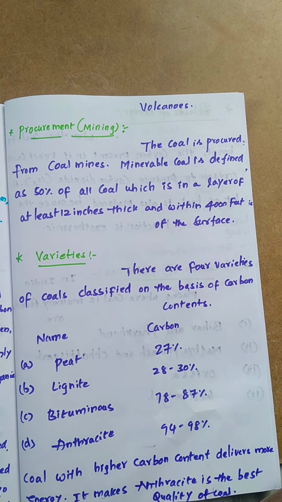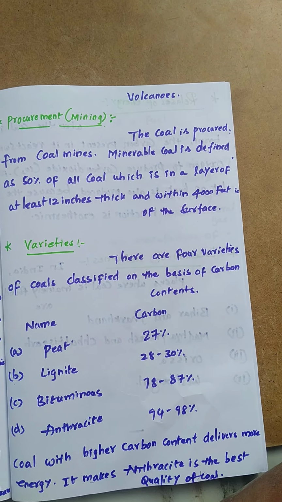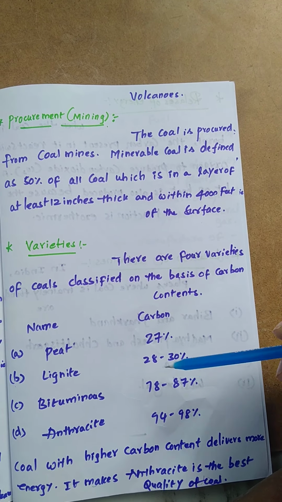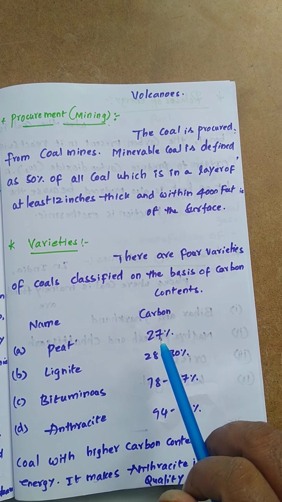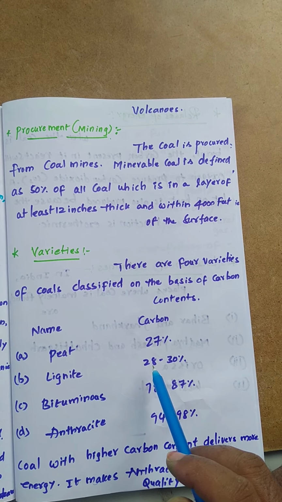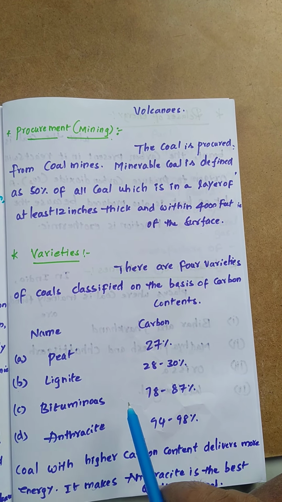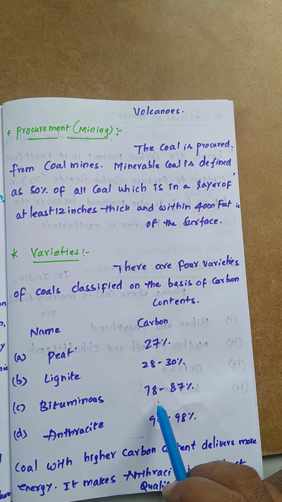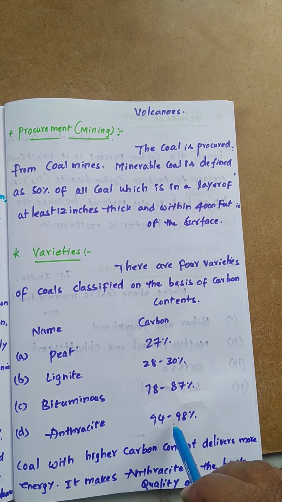Next, varieties of coal. There are four varieties of coal classified on the basis of carbon content. Let us see how much carbon is present in these different types. Peat has a carbon content of 27%. Lignite has a carbon content of 28 to 30%. Bituminous has a carbon content of 78 to 87%. Anthracite has a carbon content of 94 to 98%.